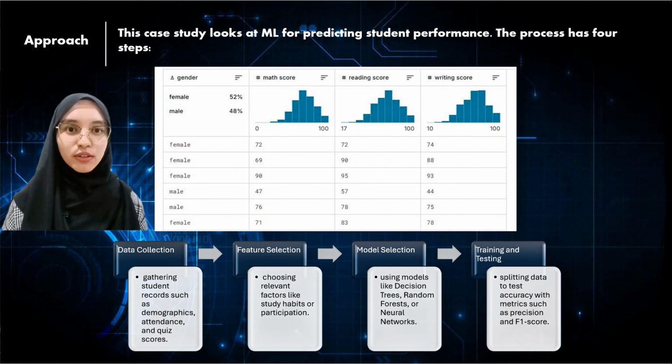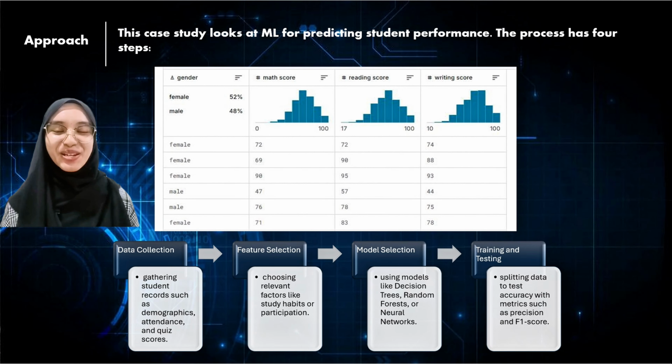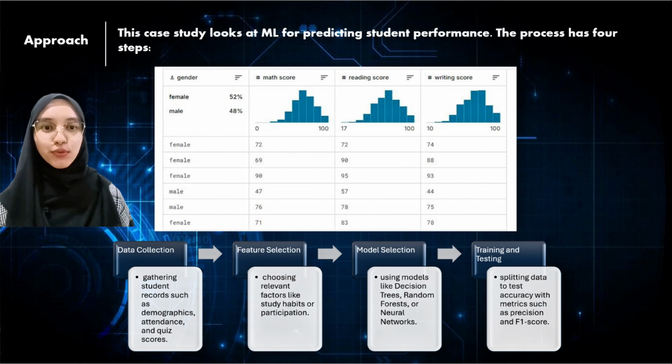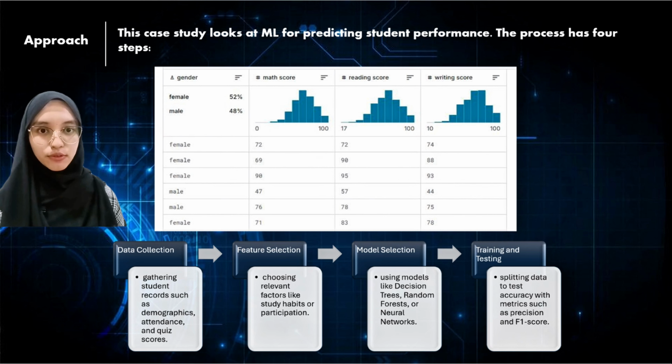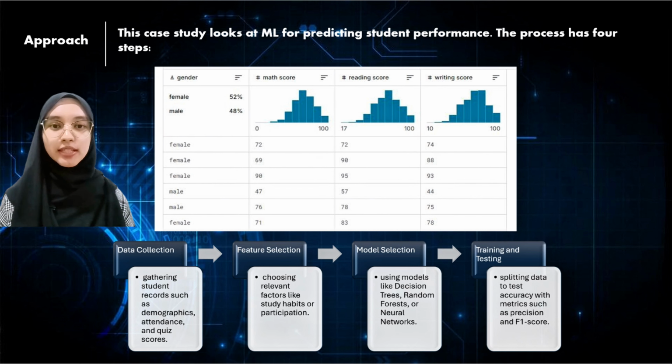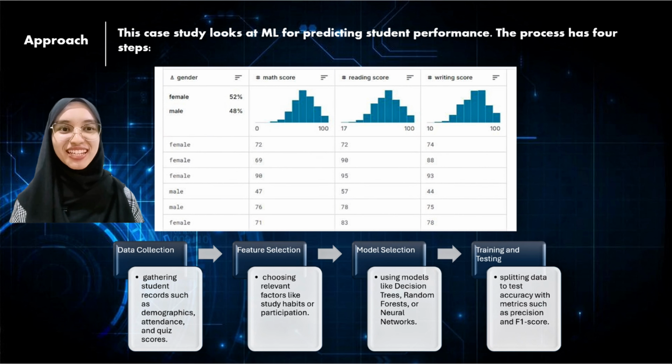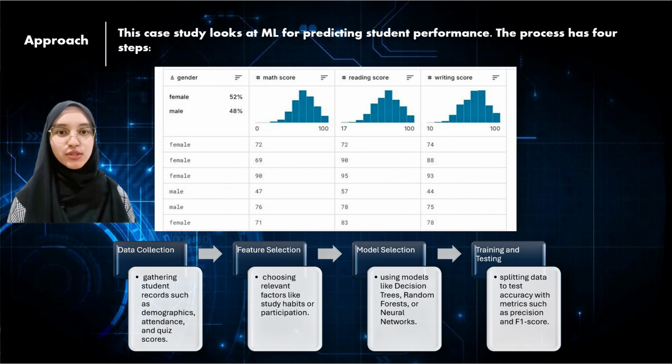Here are the approaches. This case study looks at ML for predicting student performance. The process has 4 steps. First, data collection, gathering student records such as demographics, attendance, and quiz scores. Second, feature selection, choosing relevant factors like study habits or participation. Third, model selection, using models like decision trees, random forests, or neural networks. Fourth, training and testing, splitting data to test accuracy with metrics such as precision and F1 score.